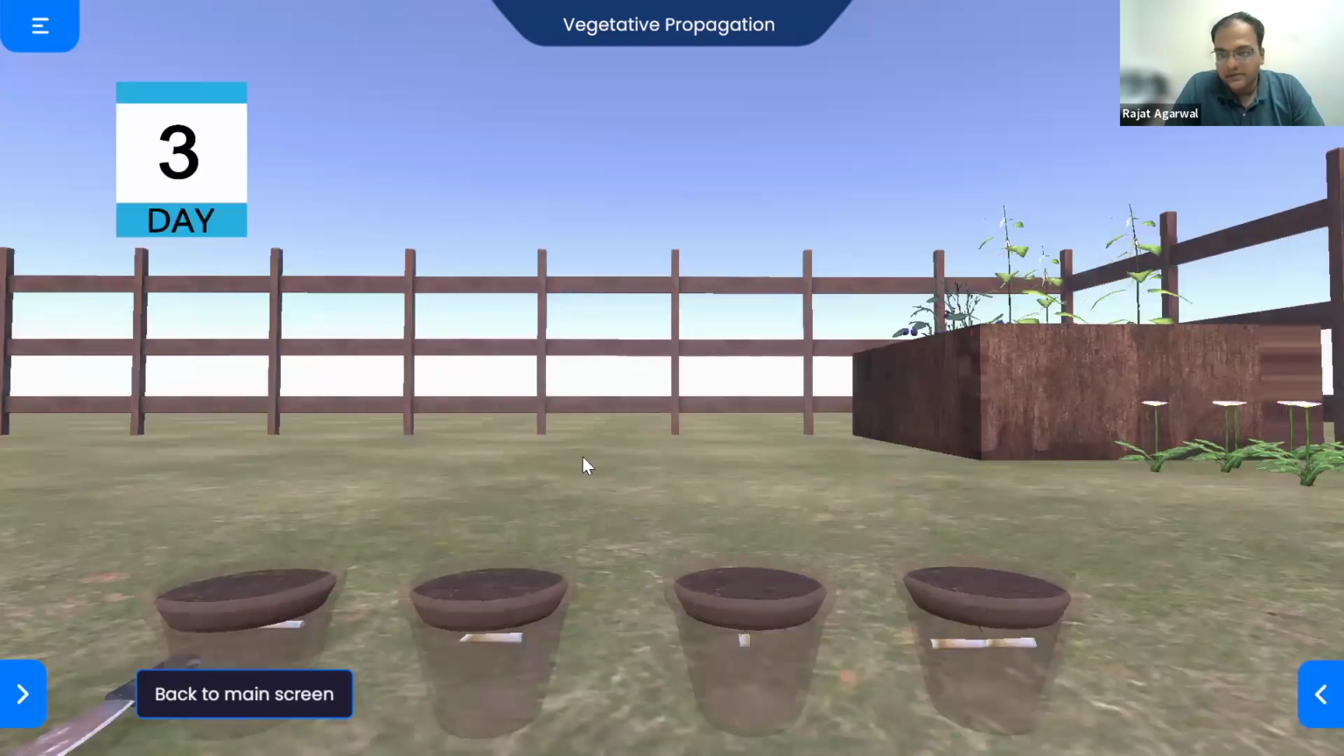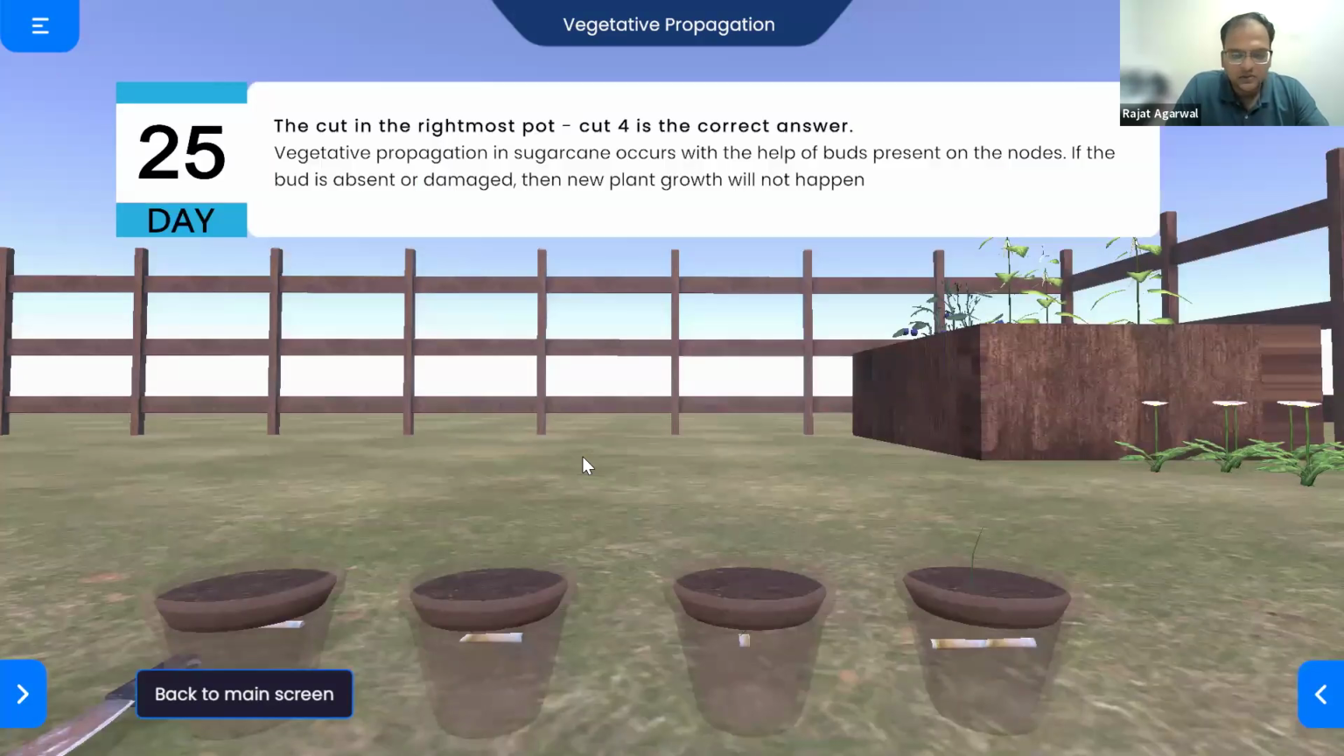So I have clicked one just because they had asked which pod do you think will have the most vegetable propagation. So let's see what the answer is. The cut in the rightmost spot, which is spot 4, is the correct answer.